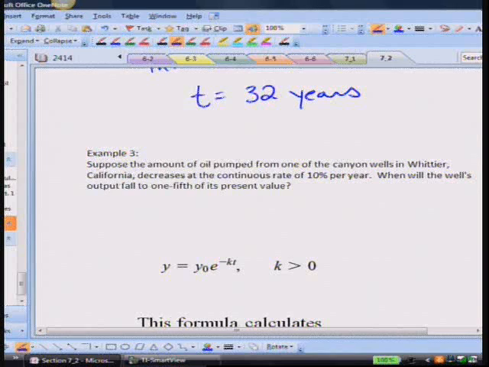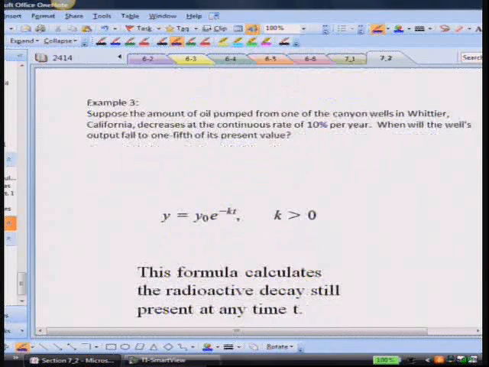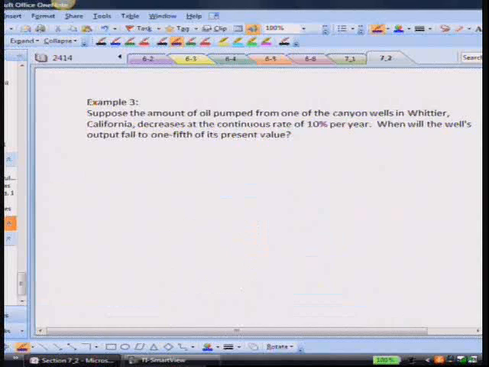Okay. Now let's look at another example. It says suppose the amount of oil pumped from one of the canyon wells in Whittier, California, decreases at the continuous rate of 10% per year. When will the well's output fall to 1/5 of its present value? Okay. Well, it decreases at a continuous rate of 10% per year. Okay? So we need to figure out what our rate is, our k.